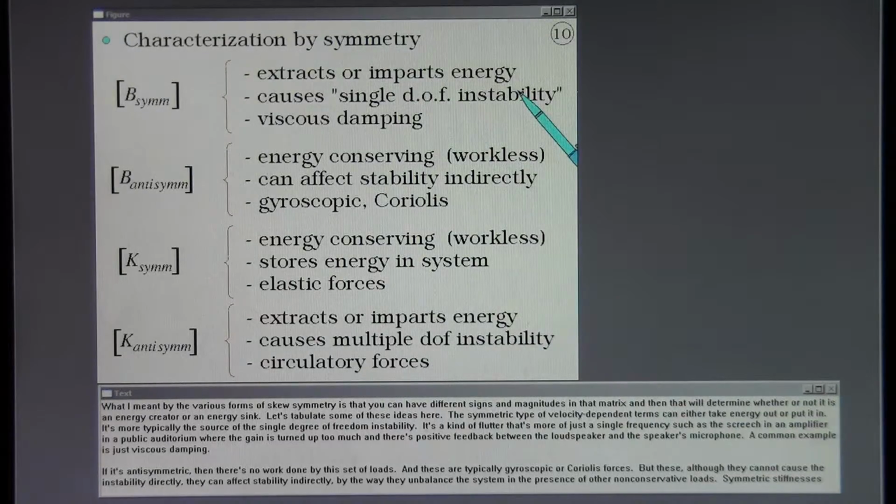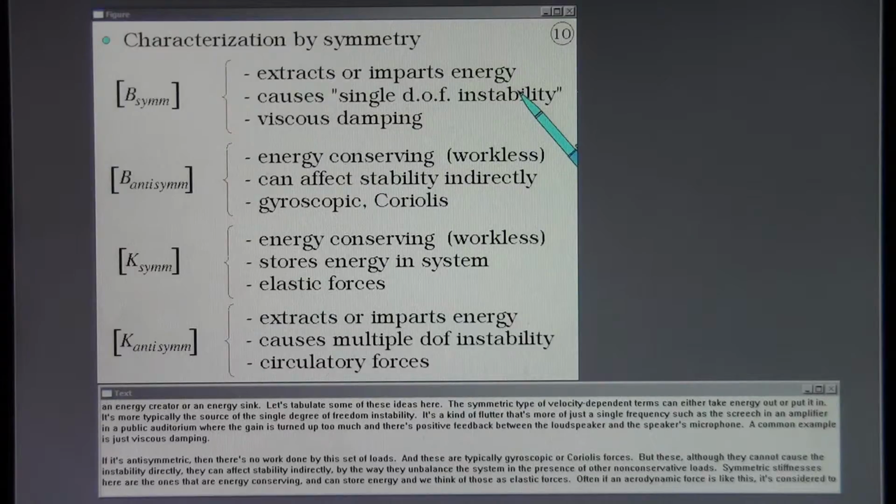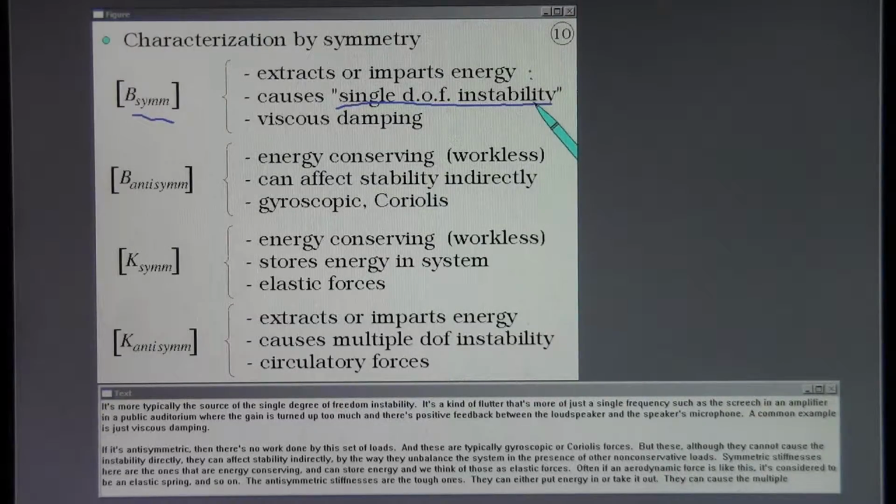Let's tabulate some of these ideas here. The symmetric type of velocity-dependent terms can either take energy out or put it in. It's more typically the source of the single degree of freedom instability. It's a kind of flutter that's more of just a single frequency, such as the screech in an amplifier in a public auditorium where the gain is turned up too much and there's positive feedback between the loudspeaker and the speaker's microphone. A common example is just viscous damping.